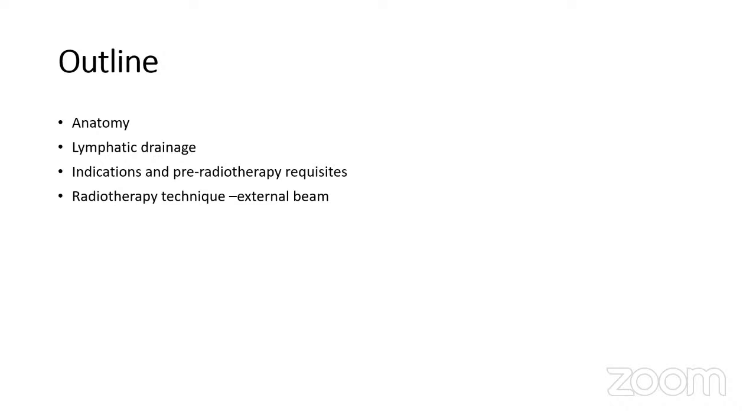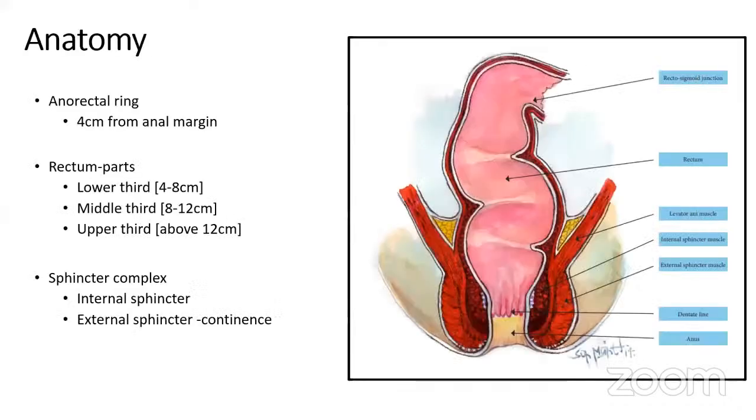First, I'll be discussing the 2D planning of rectum, followed by the target volume delineation for rectum. Then we will go into anal canal. So first, let's start with rectum. The anatomy has been covered by the previous speaker very well, so I will just cover the basic aspects alone.